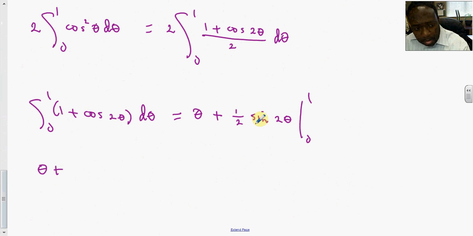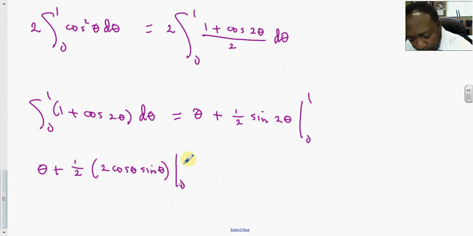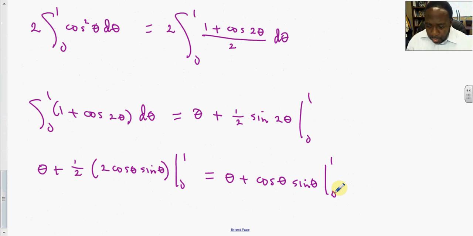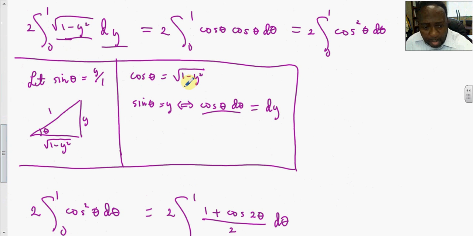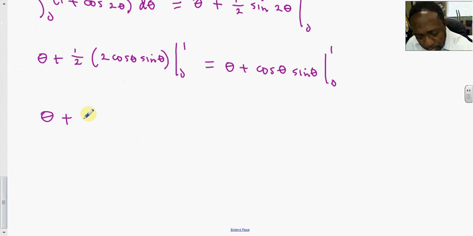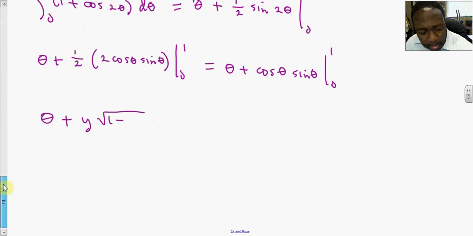sine 2 theta is 2 times cosine theta times sine theta, right? So this is 1/2 times 2 times cosine theta times sine theta, another identity from trigonometry. This is theta plus cosine theta times sine theta. Why am I doing plus? Tell you what, I'm getting hungry, I know that. So cosine theta, you recall, is that square root, and then the sine theta is y. So here we have theta plus cosine theta is the square root, and sine theta is y. So this is y times the square root of 1 minus y squared.